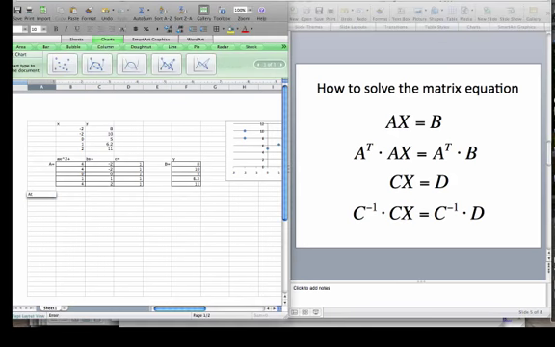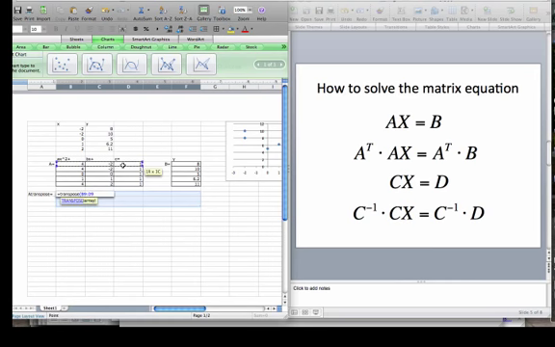To find A transpose, I'm going to label it. I need to know the size of A. A is 5 by 3, so its transpose would be 3 by 5. So I need to highlight a 3 by 5 area and type equals transpose.